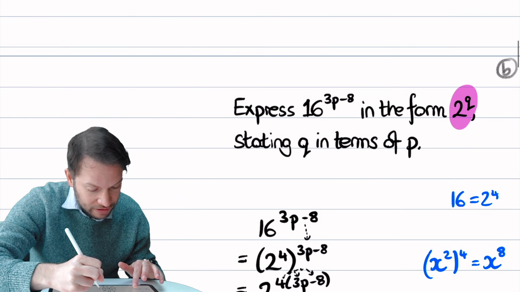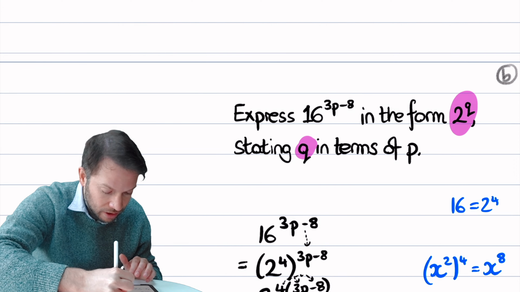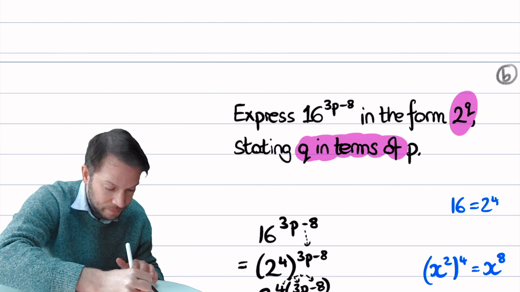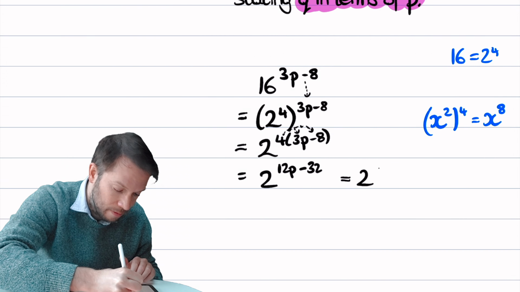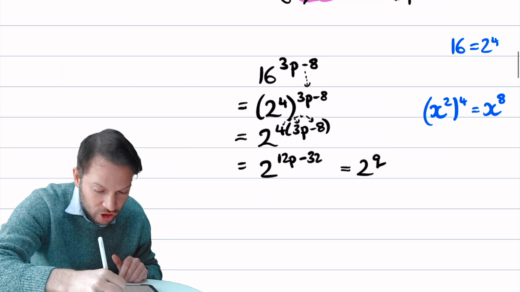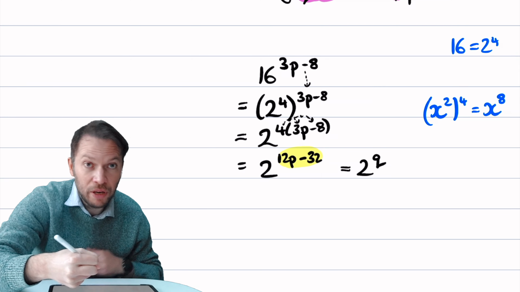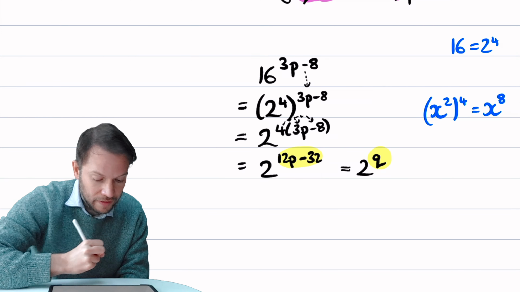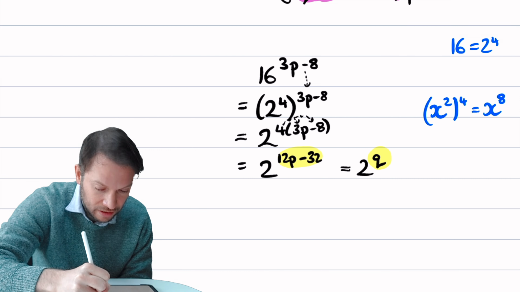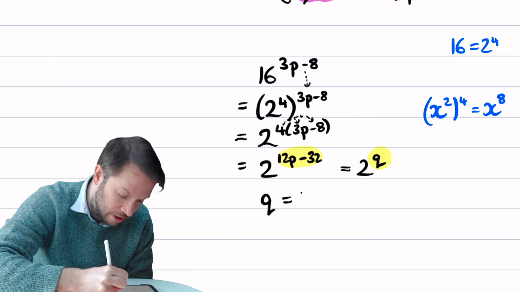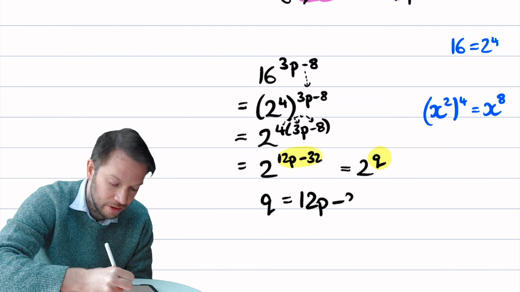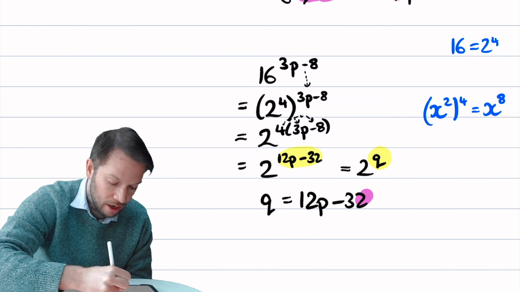So it says we want to state q in terms of p. If this is equal to 2 to the q, which is the form we want, we can just equate these powers because they're both 2 to the power of something. So we can see that 12p minus 32 has to be equal to q. So we've got that q is equal to 12p minus 32. And we are done.